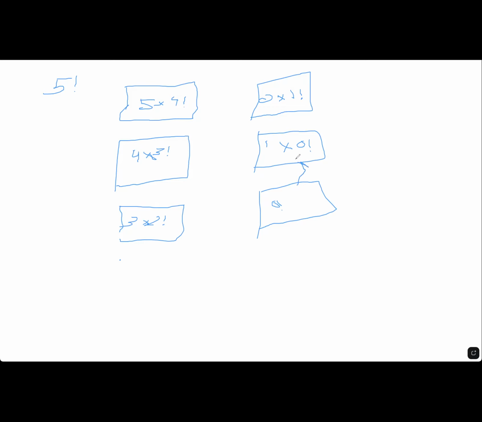So I return a 1 to here. So I now know the answer to this. 1 times 1 is 1. I return a 1 to there. So that is equal to 1. So 2 times 1 is 2. I return a 2 to here. 3 times 2 is 6. I return a 6 here. And then 6 times 4 is 24. I return a 24 there.